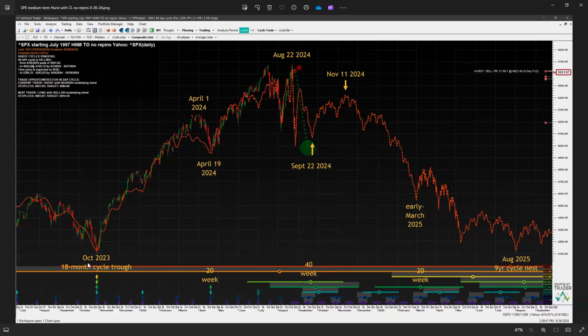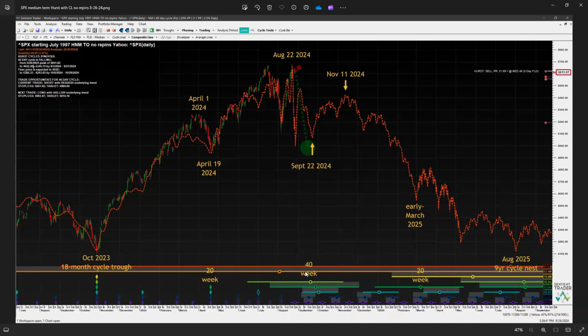Just so you'll know, October 2023 was an 18-month cycle trough on this analysis. And within each 18-month cycle, you have two 40-week cycles. So this nest down here would be the expected next 40-week cycle trough. That would be due in approximately late September. Then there would be a second 40-week cycle to finish the 18-month cycle.